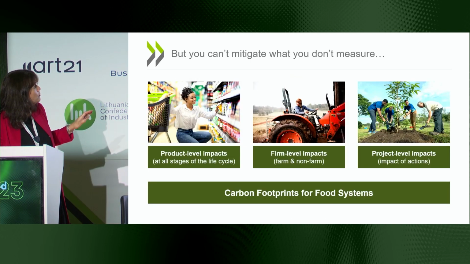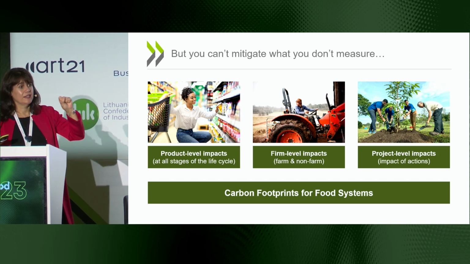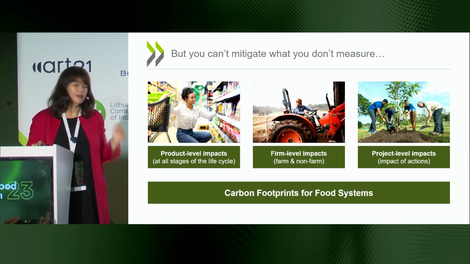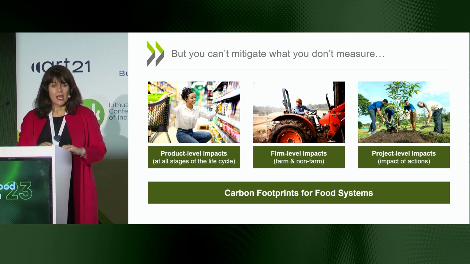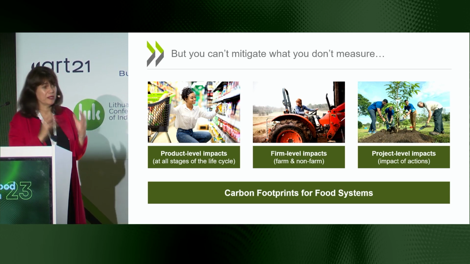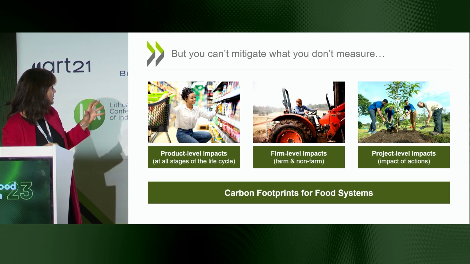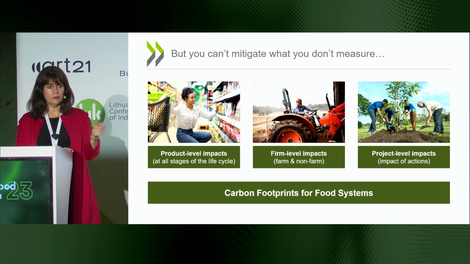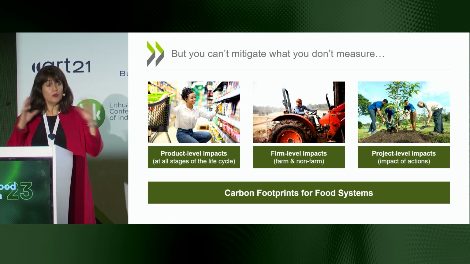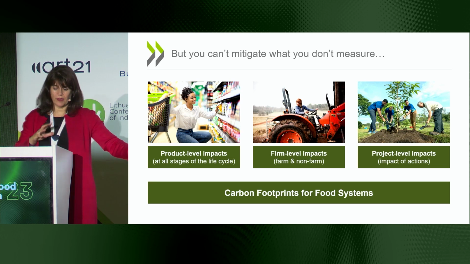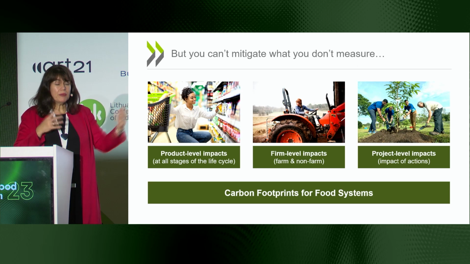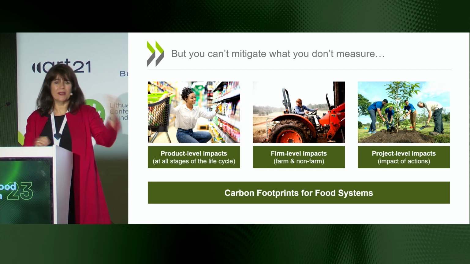But the bottom line is that if we want to be serious about mitigation, we need to be able to measure it. You can't mitigate what you're not measuring. So if we're going to make progress, we need three things. We need to understand impacts on carbon footprint at the product level, and that's a life cycle across all stages. We need to understand impact at the firm level, both from the farm and along the supply chain. And we need to know the impact of actions that we take to reduce. Where's the biggest bang for the buck?